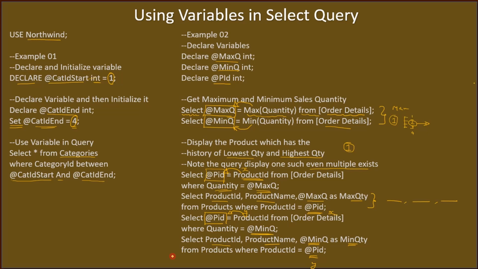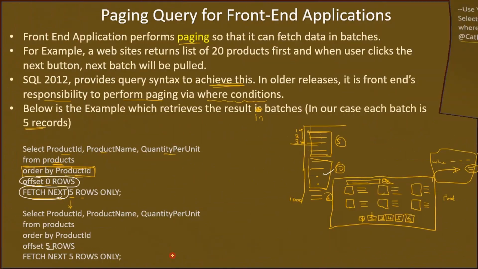Then we talked about using the variables and creating the SQL script, and how to use the variables in different parts of the select query. Then we saw how to use the paging query. That will be useful for front-end applications, and instead of forming the where condition based on the IDs, the front-end can now directly use the offset and fetch next option to perform the pagination.